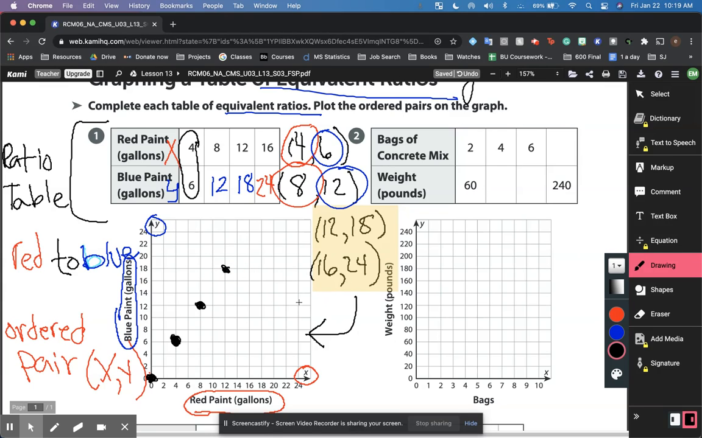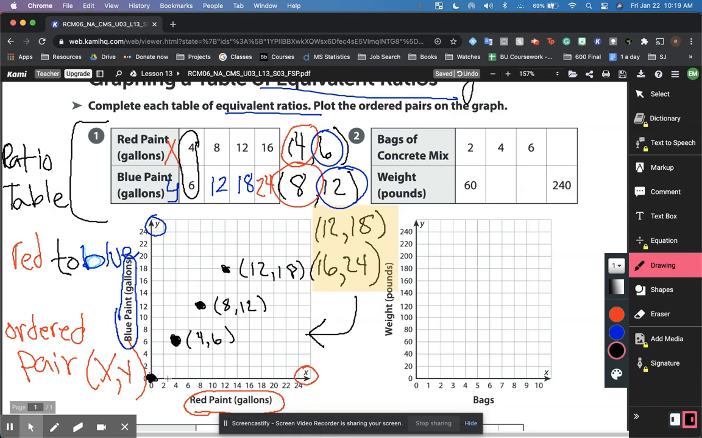And then we need 16, 24. So far we've done 4, 6. We've done 8, 12. Sorry, I got the numbers mixed up. We've done 4, 6, 8, 12, 12, 18. My bad. Now we need to do the last one, 16, 24.